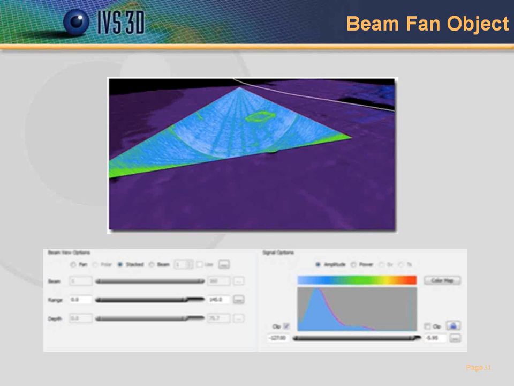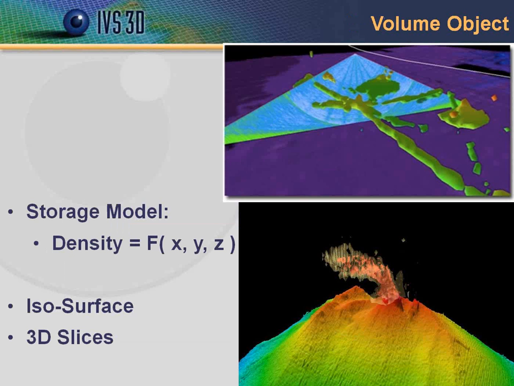There's a whole series of these. Every ping is stored as a fan. So in Fledermaus, you can choose. This is just looking at one fan at a particular point in time, but it's actually fully dynamic, and the beam fan moves in time. Again, often used in conjunction with midwater, but doesn't have to be.